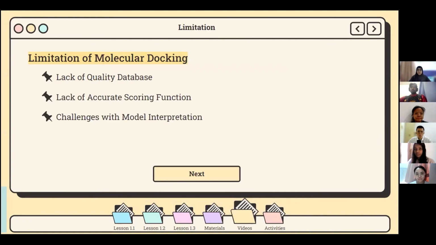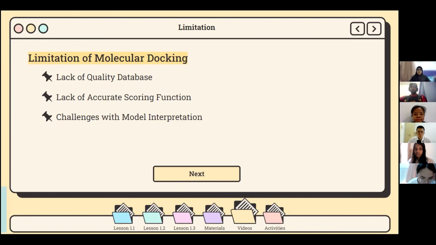So molecular docking has several limitations that need to be addressed. Firstly, the lack of a quality database. There are several cases of false positives detected during the autodocking due to highly sophisticated ligand drugs used. This reduces the accuracy of ligand protein docking, thus making it incapable to be used for further studies.